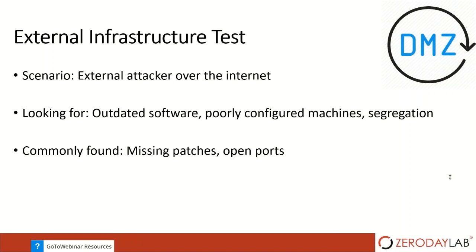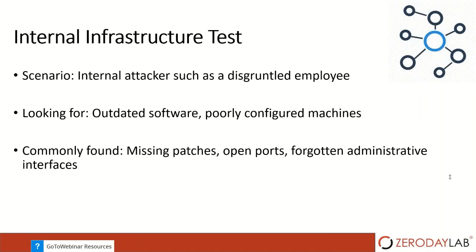And as you might expect, other than external infrastructure tests, we also perform the internal tests. Once again, this is from the perspective of an employee that might have been let go recently, or an employee that wants to make some money on the side. Once again, we look for outdated software or poorly configured machines, but we also find lots and lots of missing patches, forgotten administrative interfaces, poorly set up domain controls, commonly shared passwords, things along those lines.